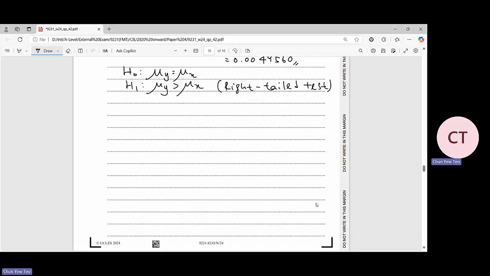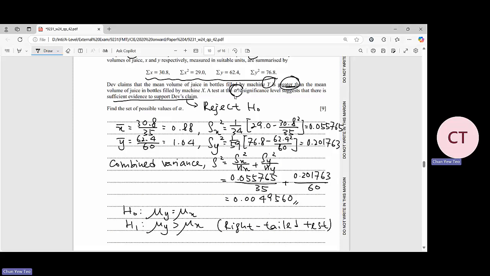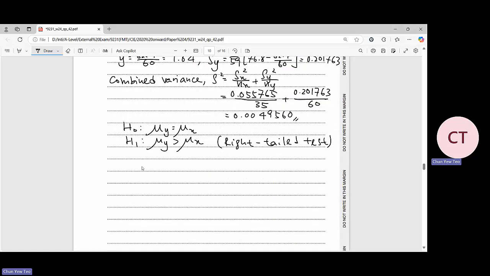So now we want to go for the critical value. Oh, this one we don't have a critical value because we do not know the alpha. We do not know the significance level. We cannot find the alpha. So this time we need to find the test statistic first. The test statistic will be bar y minus bar x, minus mu y minus mu x, divided by the square root of the combined variance s squared. There's no need for me to write a big square root here. So bar y minus bar x is 1.04 minus 0.88.